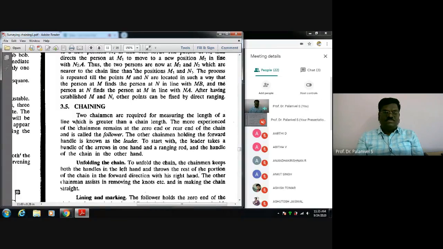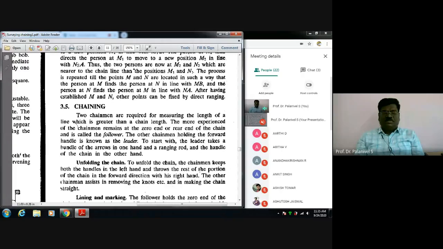The person who is assisting, holding the other end of the chain, is called the leader because he is leading the chaining direction. The person holding the chain at the starting point, the zero end, should be called the surveyor or follower. The other person is the assistant. He is called the leader because he is leading the chaining process. He goes first, and the experienced person follows him, directing him. That is why there are the terms follower and leader.